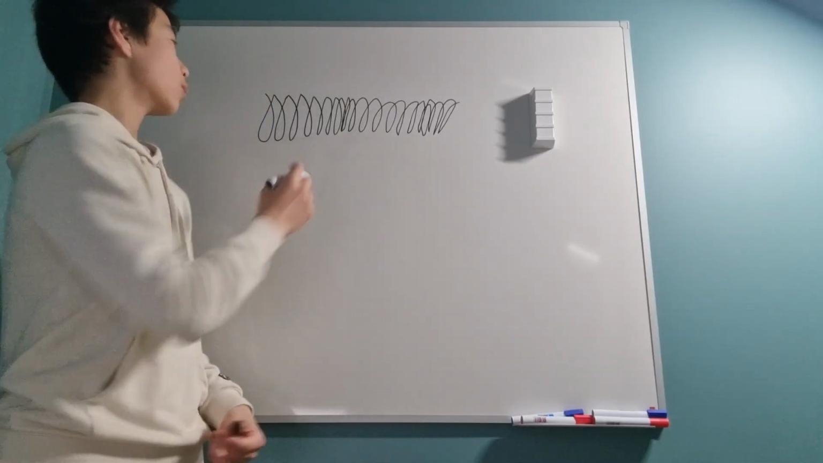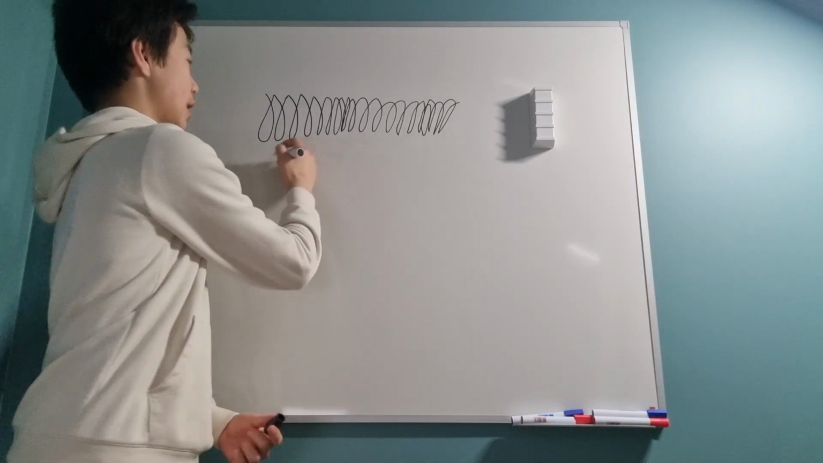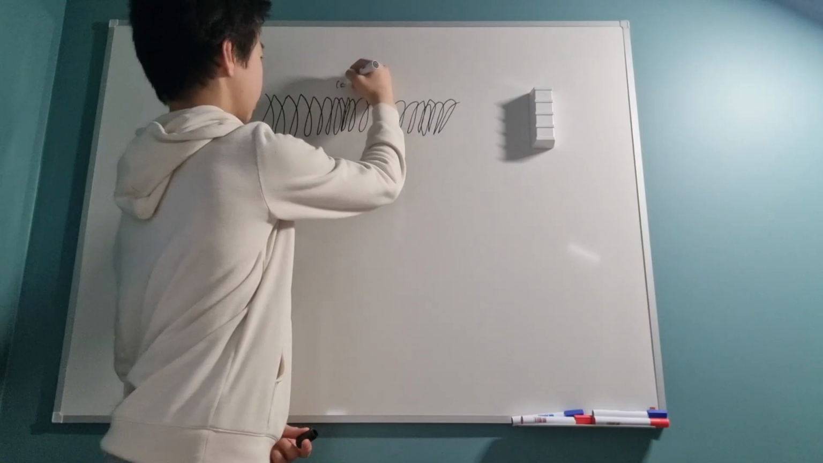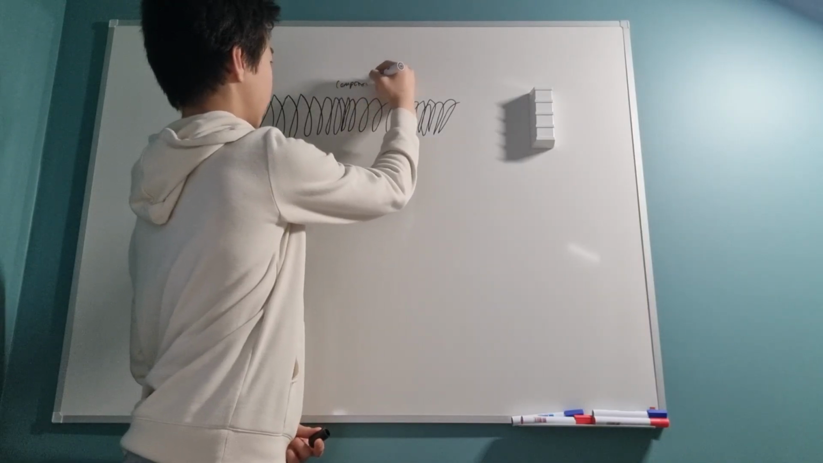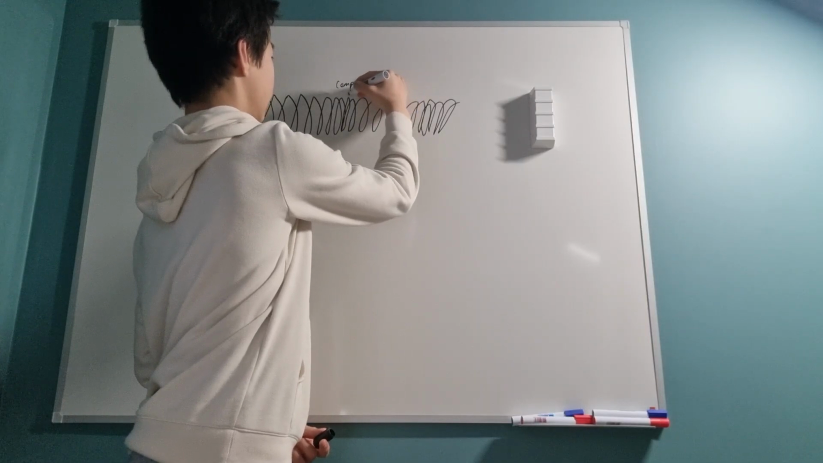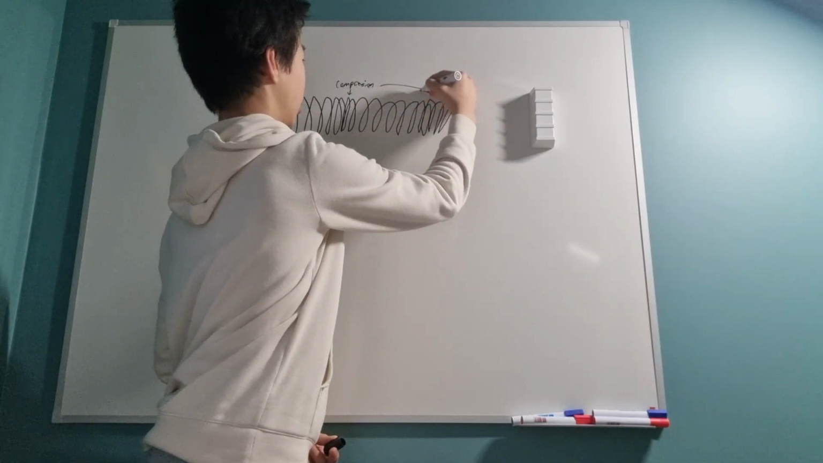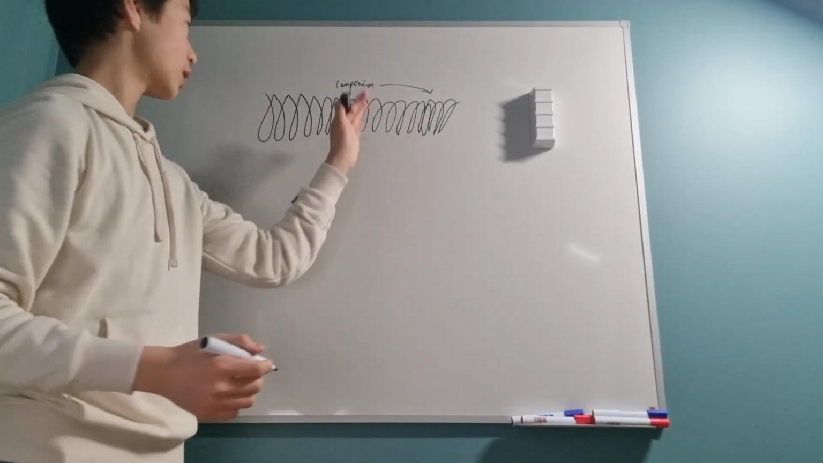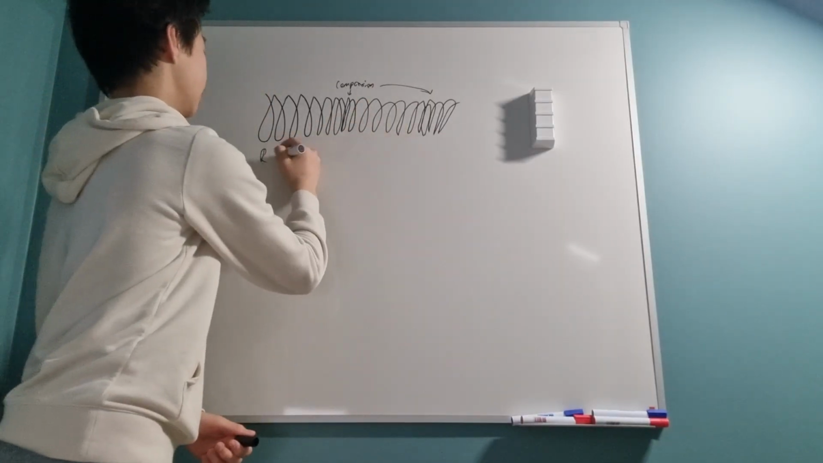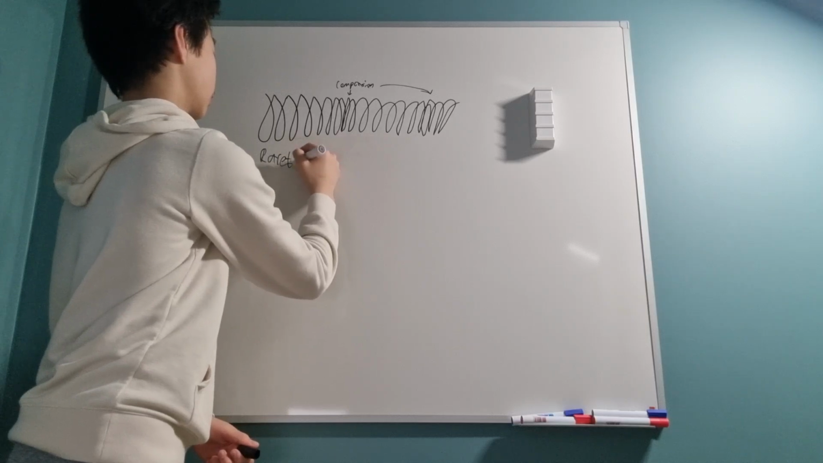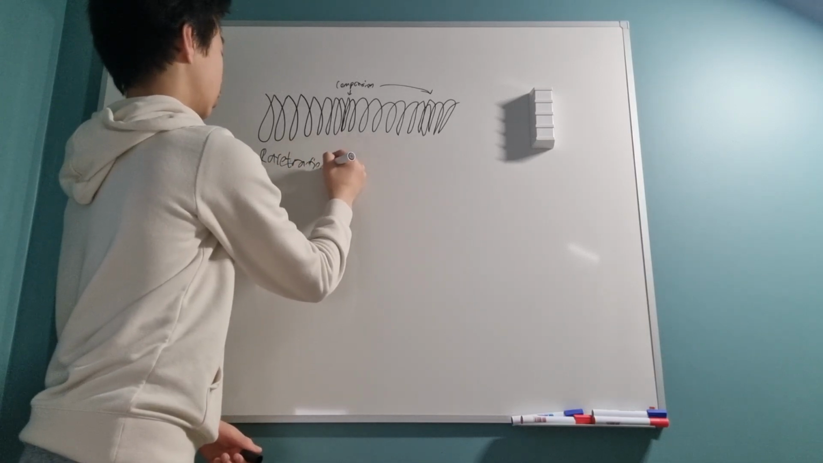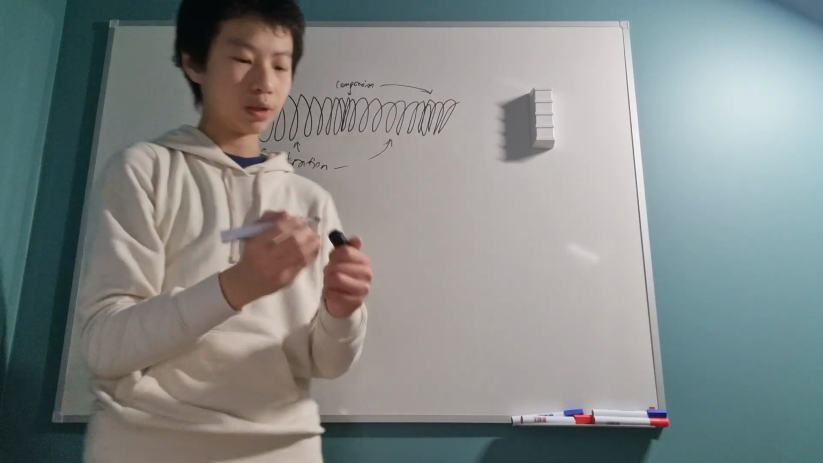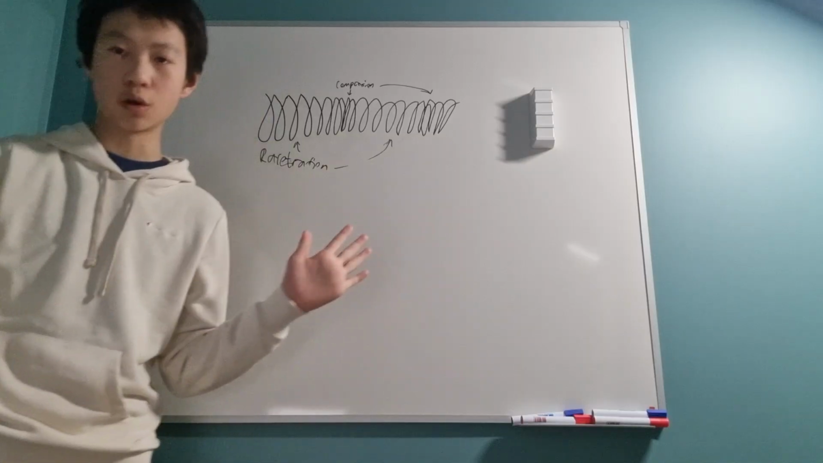However, you can see over here there is a compression, over here and over here. These are compressed, and this is a rarefaction. A rarefaction is the opposite of a compression. So they're becoming rarer, as if they are moving away from each other.